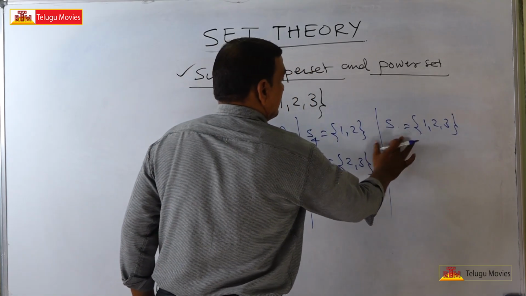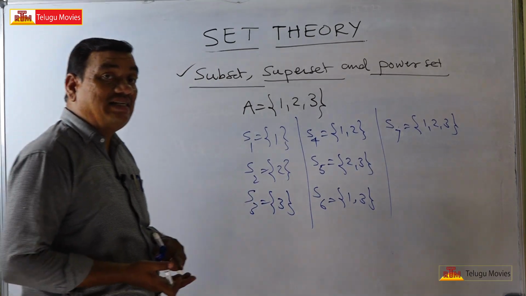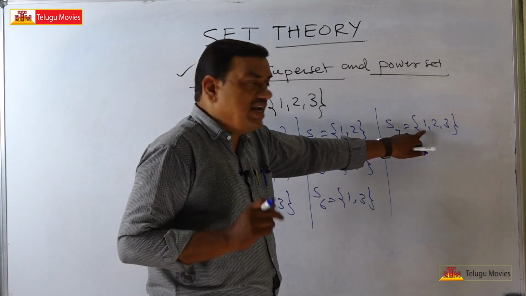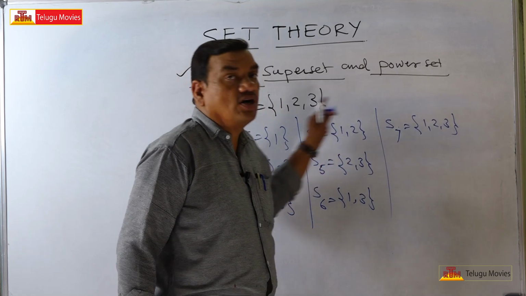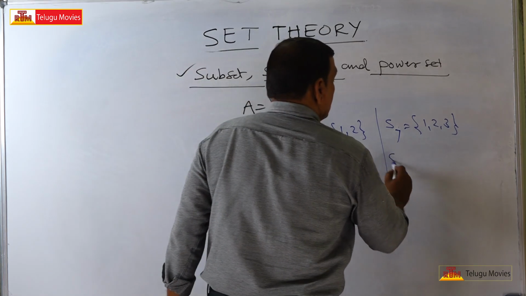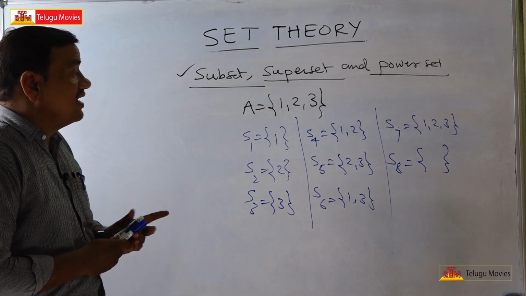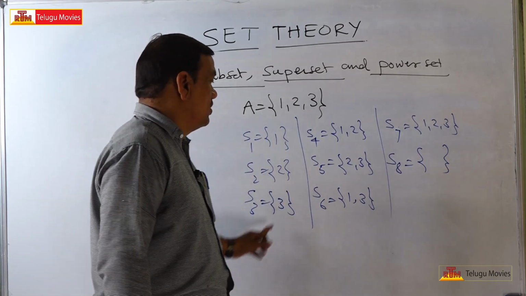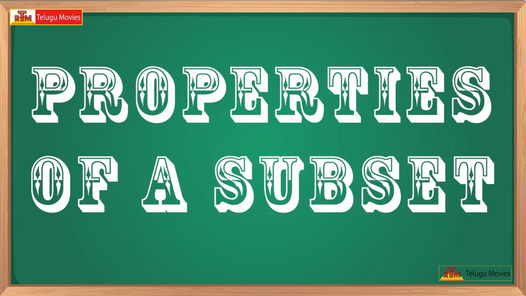Sorry, S7. S7 is equal to {1, 2, 3}. That means every set is a subset of itself. What is the definition of subset? Every element should belong to the original set. Here 1 belongs to A, 2 belongs to A, 3 belongs to A. Therefore {1, 2, 3} is a subset of {1, 2, 3}. And one more thing is the null set. Null set is a subset of every set. Then how many did we get? 1, 2, 3, 4, 5, 6, 7, 8. 8 subsets we got.